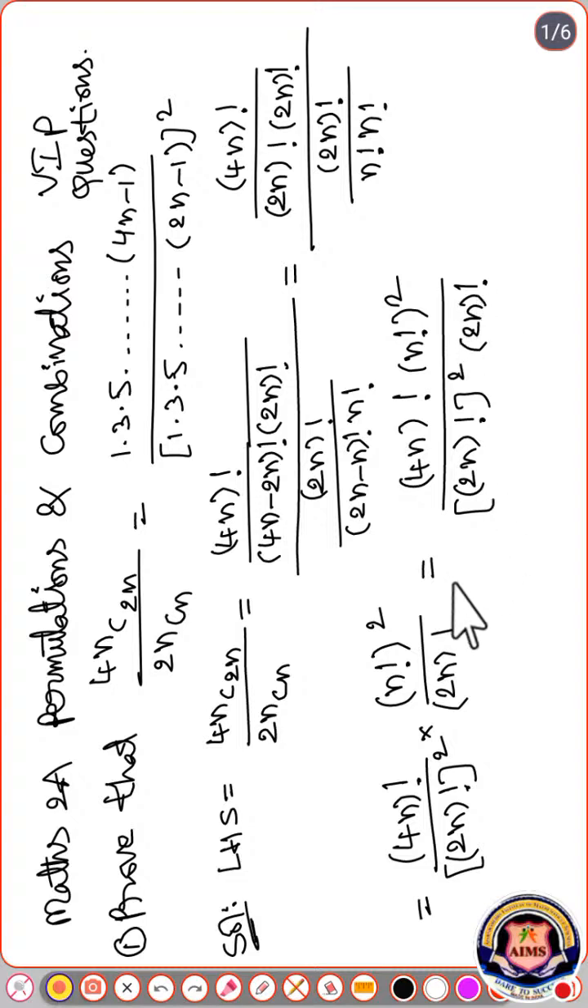Actually, you may have one doubt, I think: 2n factorial appears 3 times, why are we not multiplying? There is no need to multiply this part inside. Only these two terms you can expand and continue. Now I will take a new page.